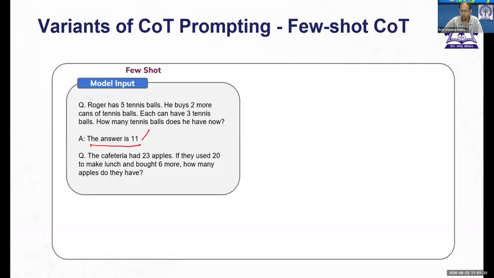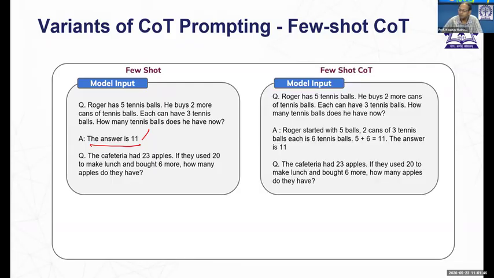And then I am asking the second question. The cafeteria had 23 apples. If they used 20 to make lunch and bought 6 more, how many apples do they have? You can get the answer 23 minus 23 plus 6, 9. Okay. Let's see. What is the variation in the few shot chain of thought? So here the same question is there, but in the answer, I am telling the reasoning process. I'm not just giving the answer, I'm also telling the process or the steps through which I solve this problem. That Roger started with 5 balls, 2 cans of 3 tennis balls each is 6 tennis balls. 5 plus 6 is equal to 11. So the answer is 11.